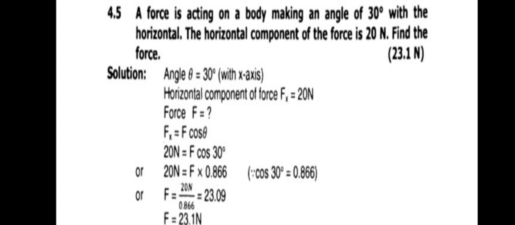Now we will move on towards our next numerical, that is 4.5. A force is acting on a body making an angle of 30 degrees with the horizontal. The horizontal component of the force is 20 Newton. Find the force. Here you are given the angle, 30 degrees along the x-axis, and the horizontal component of force Fx, which equals 20 Newton. You are asked to find the force.